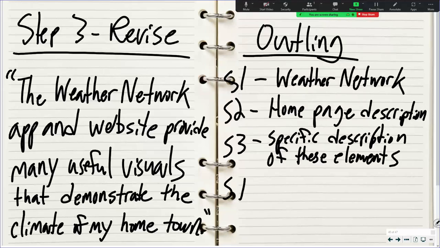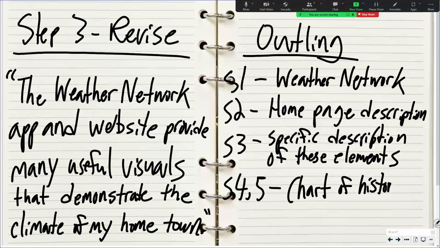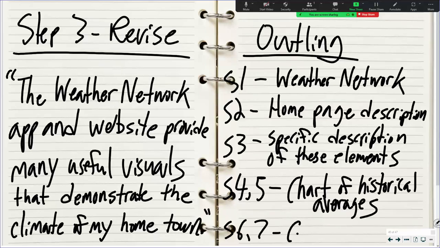Sentences four and five could be, remember we were talking about the chart of historical averages. And then sentences six and seven will be my conclusion. All right, so there we go.